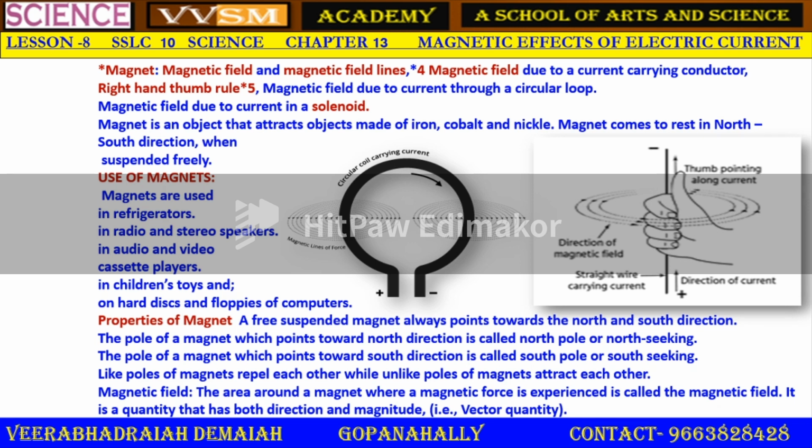And one more thing to know, the uses of magnets. In the science and technological world, we can use magnets in different fields of science and technology. They are used in refrigerators, in radio and stereo speakers, in audio and video cassette players, and also in children's toys and on hard disks and floppies of computers today. And the properties of a magnet, we have already discussed here.